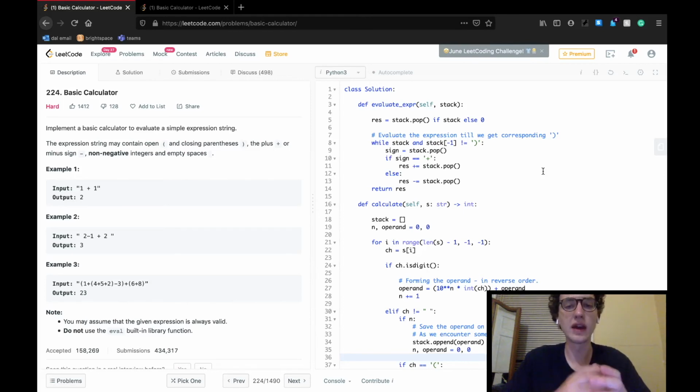This runs in big O of n time complexity, as we have to process through the full length of the input string. So yeah, with that question being submitted, that wraps up today's video. Like I said, this is the basic calculator problem on LeetCode, and a lot of the ideas for the solution were taken from the solution section of the problem.